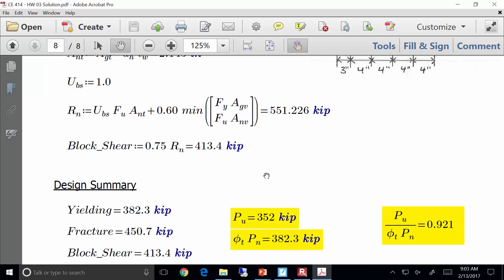When you calculate your efficiency, you take Pu and you divide it by φPn, okay? Pu is your factored load, the 352 kips. φPn is not always this number, okay? It just happened to be that number in our example because this value was smaller than this one. You have 3 capacities that you're checking: yielding, fracture, and block shear. You take the lowest, okay? So your efficiency is Pu over that, which comes out to be about 92%, okay? So that is the most economical selection.